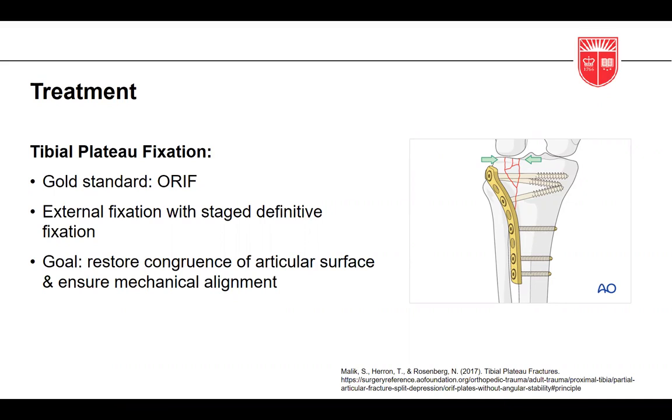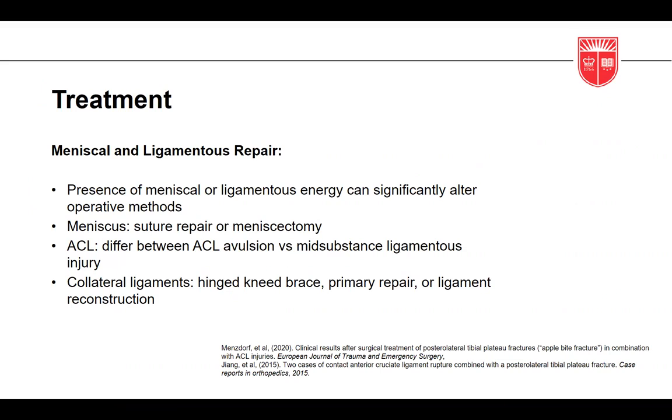The main goals here are to restore congruence of the articular surface, as well as ensuring mechanical alignment. However, these fractures can pose a surgical challenge when occurring with soft tissue injuries. The presence of these soft tissue injuries is important because it can alter surgical treatment and the rehab plan. So as for the treatment options for these soft tissue injuries, meniscal injury can be addressed with suture repair or meniscectomy. Cruciate ligament injury poses a challenge, and treatment often differs between bony avulsions and mid-substance ligamentous injury.